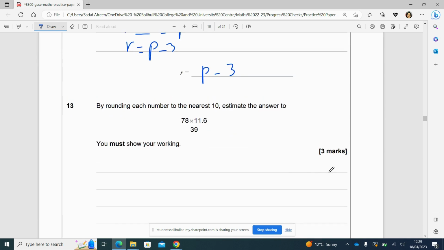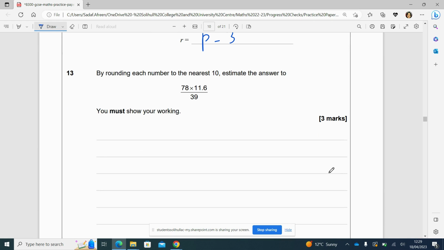Question number 13 says, by rounding each number to the nearest 10, estimate the answer to 78 times 11.6 over 39. So basically we need to round each number to the nearest 10 here, and then we need to estimate the answer. So 78, if you round this number to the nearest 10, that gives you 80. 11.6 will be rounded to 10. 39 will be rounded to 40.